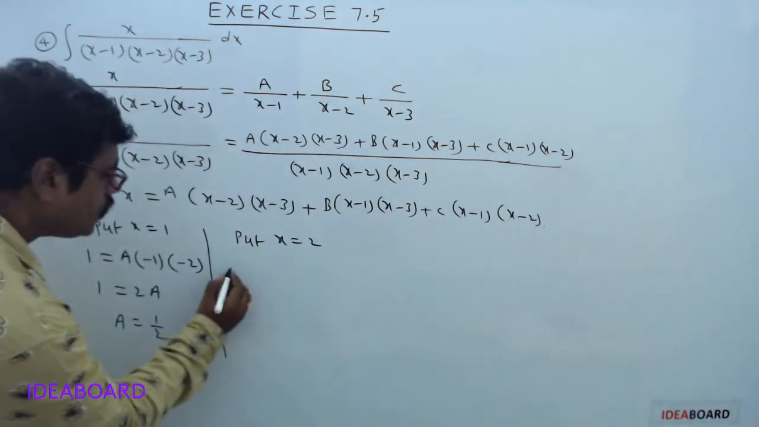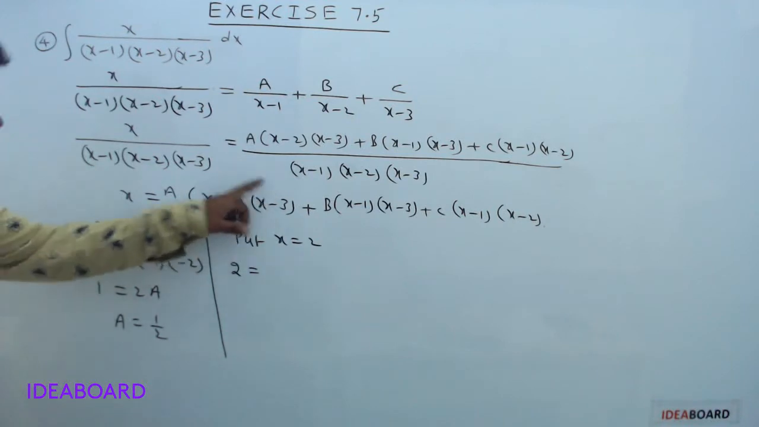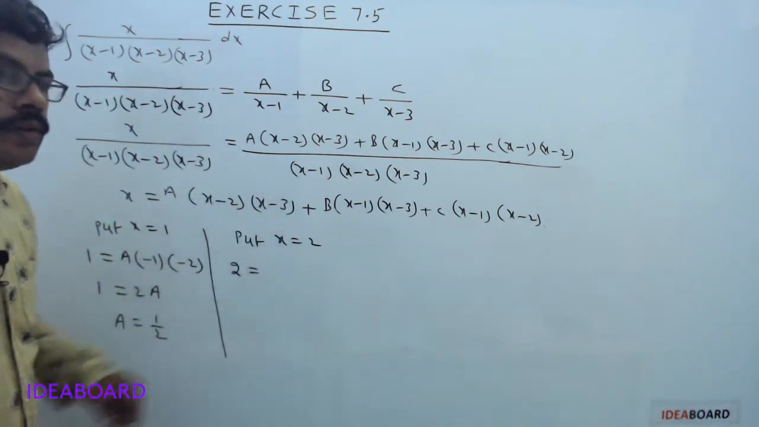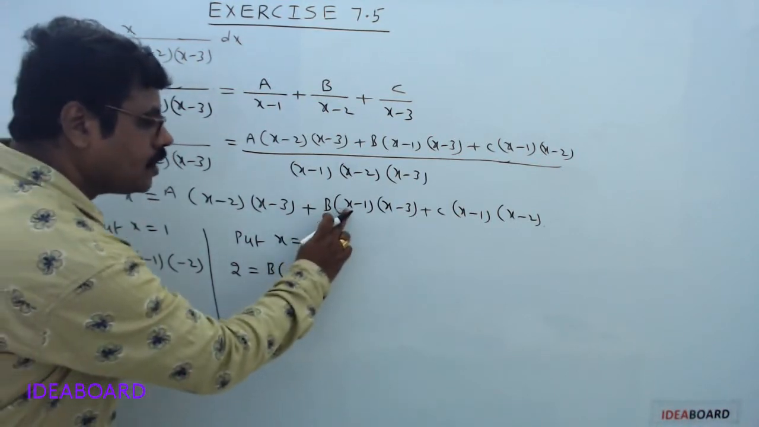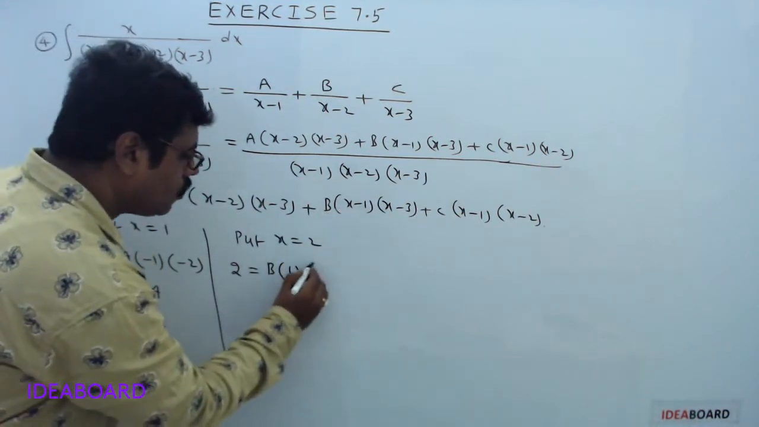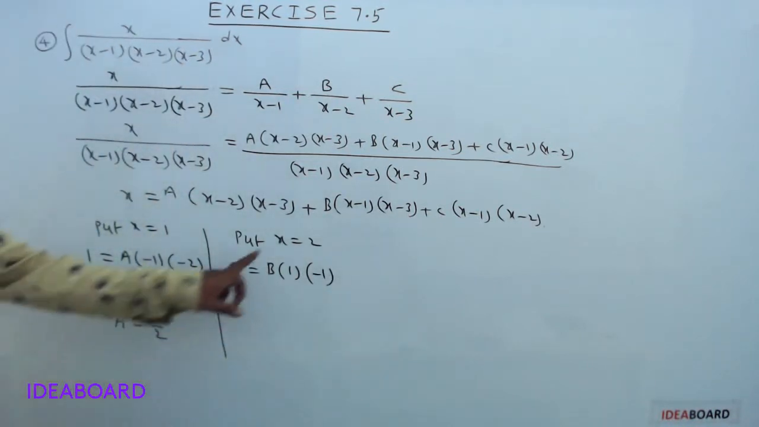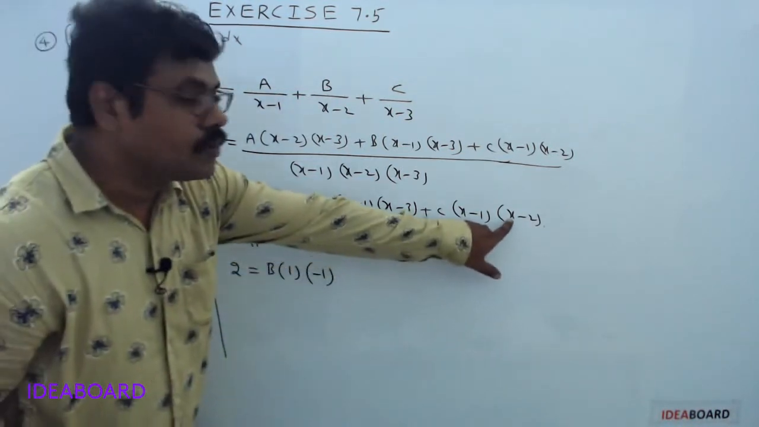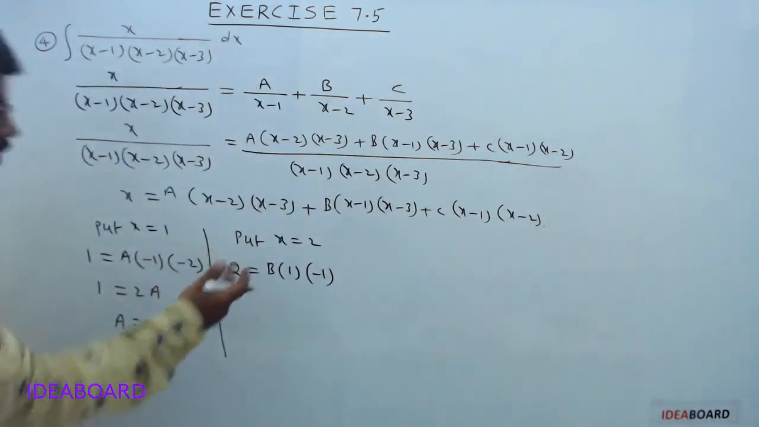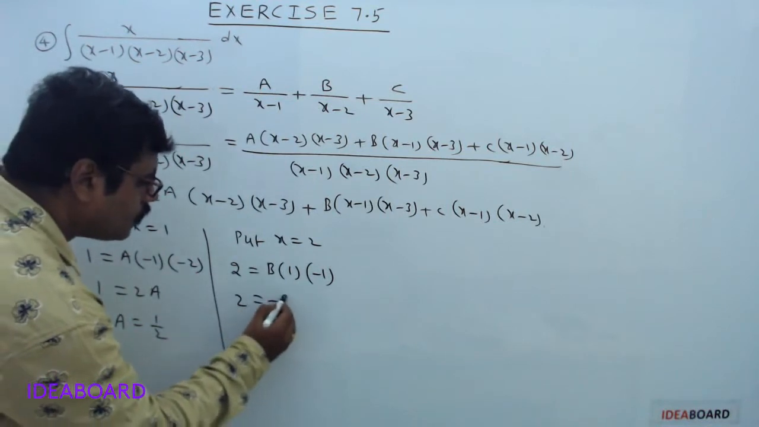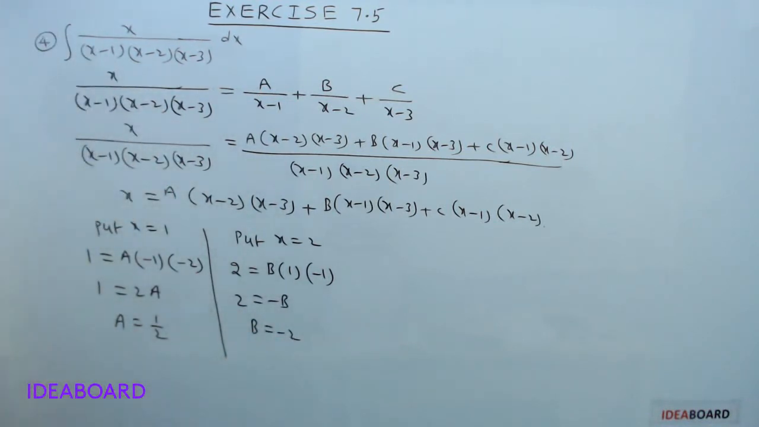So LHS value 2 equals, by substituting x equal to 2, this entire term will be 0. Then come to the second term, b into x value 2: 2 minus 1 is 1, 2 minus 3 is minus 1. By substituting x equal to 2, this entire term will be 0. Now simplify: 2 equal to minus b, therefore b equals minus 2.